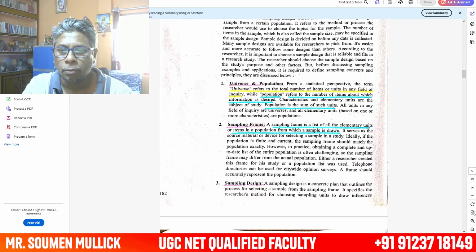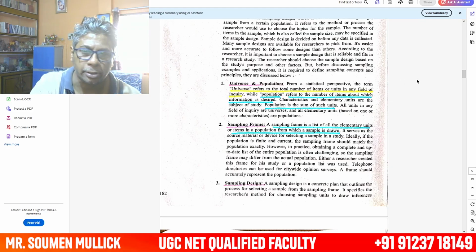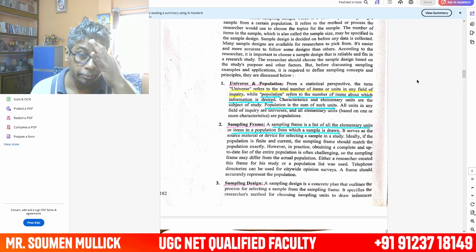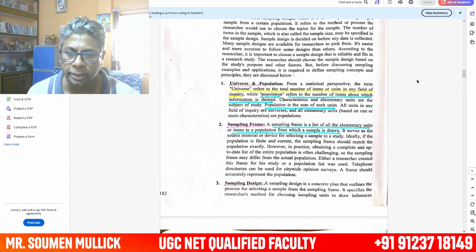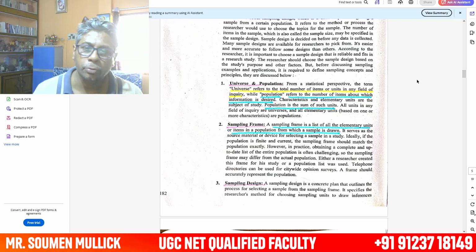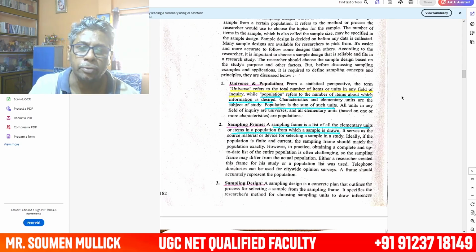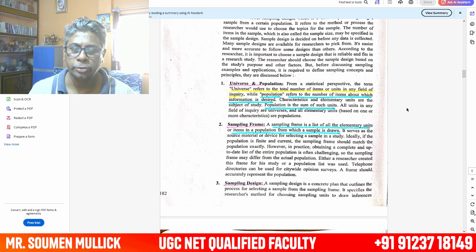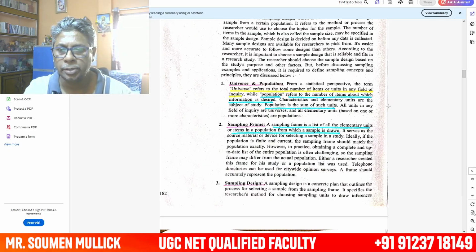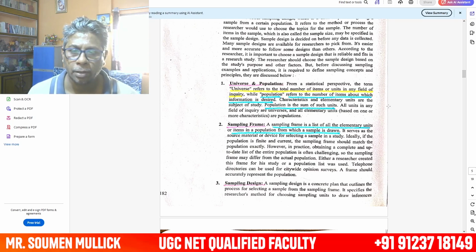So what is the universe and population? From a statistical perspective, the term universe refers to the total number of items or units in any field of inquiry. The universe means the total number of items or units in any field of inquiry. And what do you mean by population? Population refers to the number of items about which information is desired. The characteristics and elemental units are the subject of the study. Population is the sum of such units.